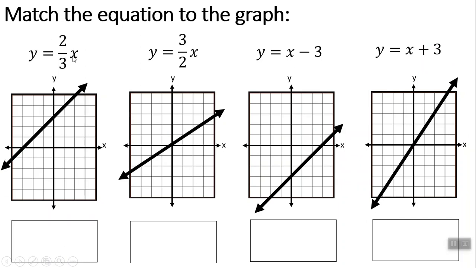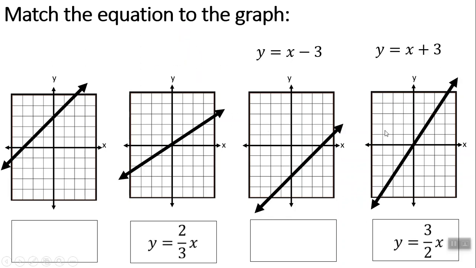y equals 2/3 of x. It's proportional. We could narrow it down to the first or last one. We see a slope of 2/3. That's up 2, right 3. That's going to match with this second graph. It's proportional. It has a slope of up 2, right 3. The next one is y equals 3/2 x. It's proportional. We can narrow it down to this last one over here. And it's up 3, right 2. So our slope is up 3, right 2. So that's where we're going to match it.